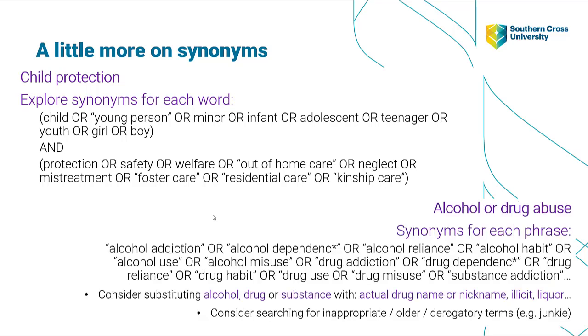There's a second example here, alcohol or drug abuse. So in this example, I've shown you how to search for this as a phrase. So you might have alcohol addiction or alcohol dependence. You could try drug addiction or drug reliance and so on. And you may consider substituting the concepts of alcohol or drug with the actual drug name. For example, liquor. And finally, consider searching for inappropriate, older or derogatory terms such as junkie.